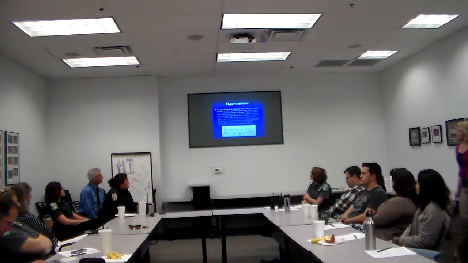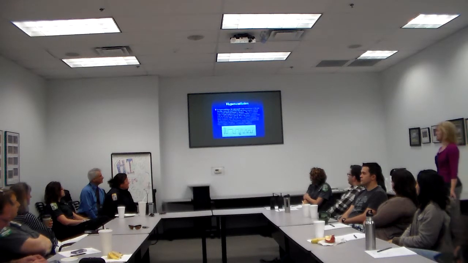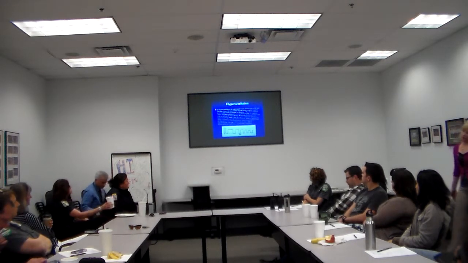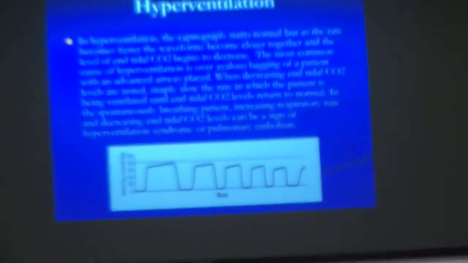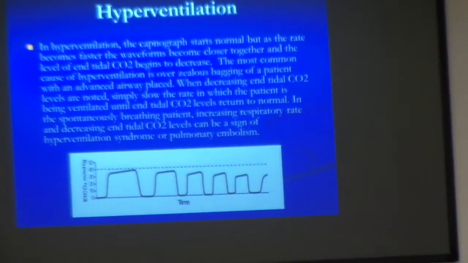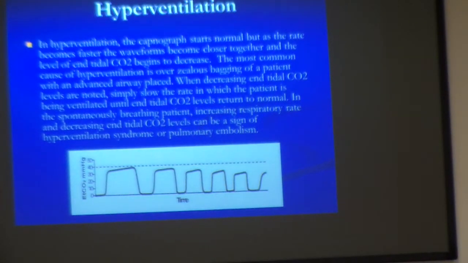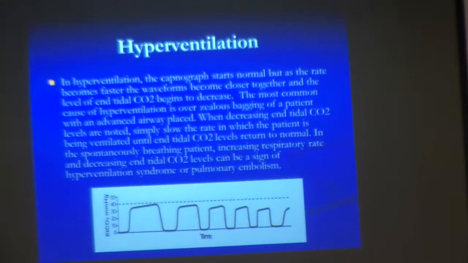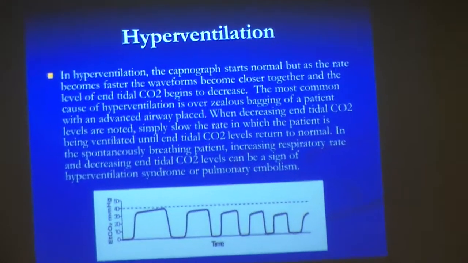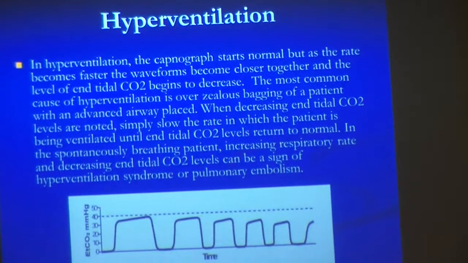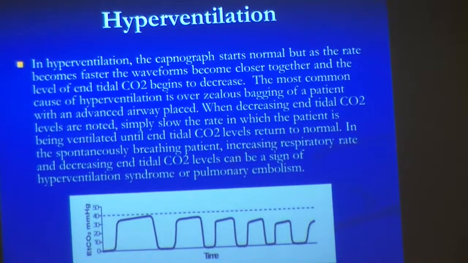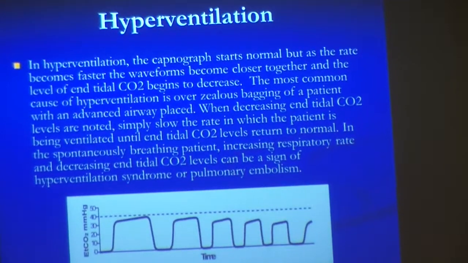So this is the kind of waveform that you're going to see with a patient who's hyperventilating, or maybe you're hyperventilating and you're bagging your patient too fast. The capnography starts normal, but as the rate becomes faster and faster, the waveform becomes closer together. The farther spread out your waveform, the slower the breath; the closer together, the higher the actual number. The most common cause of hyperventilation is overzealous bagging by nurses or medics.